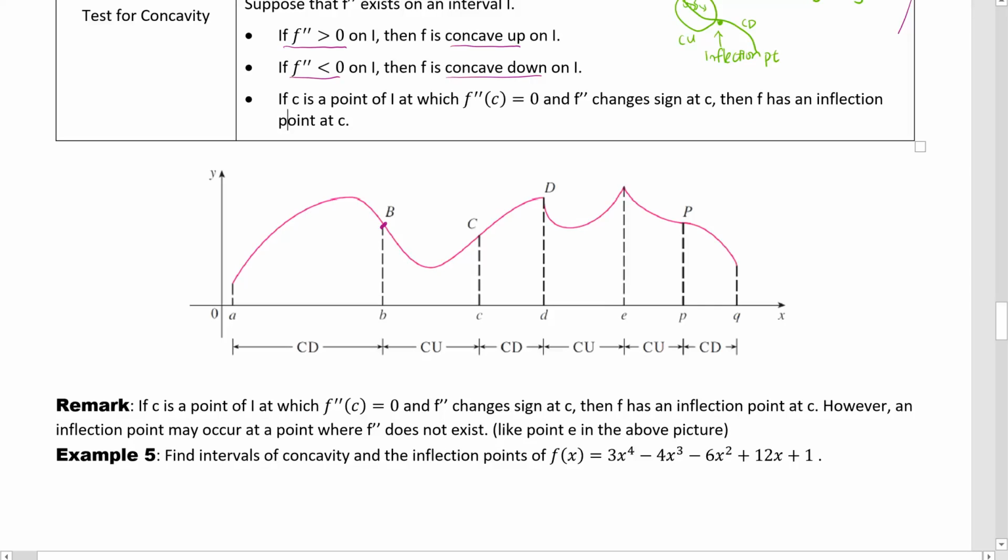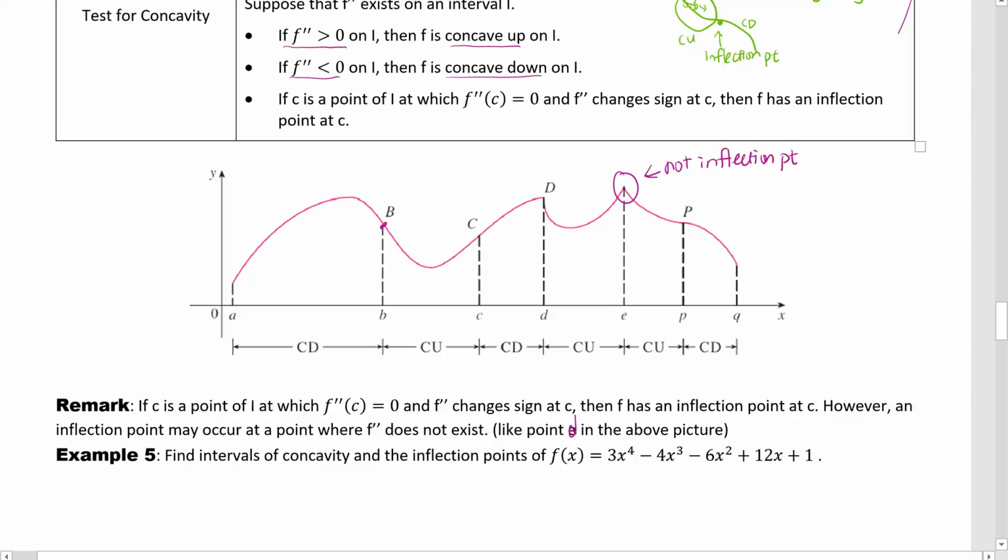So we mark: if C is a point of I at which the second derivative is 0 and the second derivative changes signs at C, then f has an inflection point at C. However, an inflection point may occur at a point where the second derivative does not exist, like point E in the above picture. So, like in this picture, you can see this guy concave up and this guy concave down. Let's see, I mean point D, okay? Point D is not, this is not an inflection point.